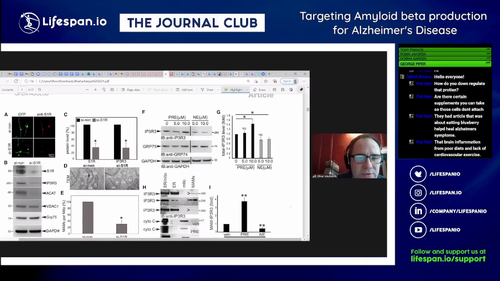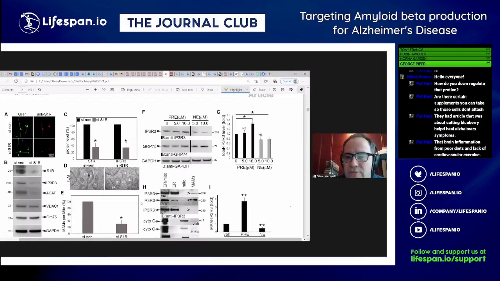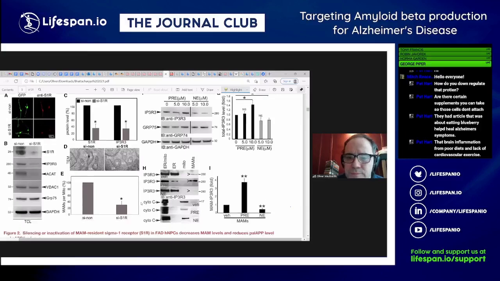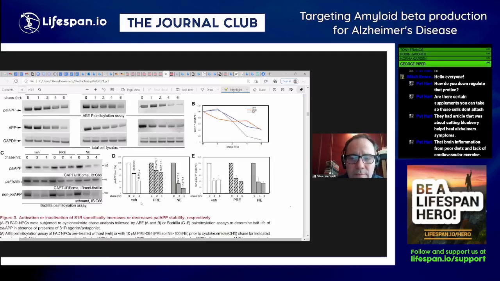In this figure, this is where I mentioned earlier that they're using interfering RNA to knock down S1R. And you basically have a loss of these connections, these MAMs, and as a result, you have less of them forming. Okay, are there any other questions so far as we go through some of the other figures?